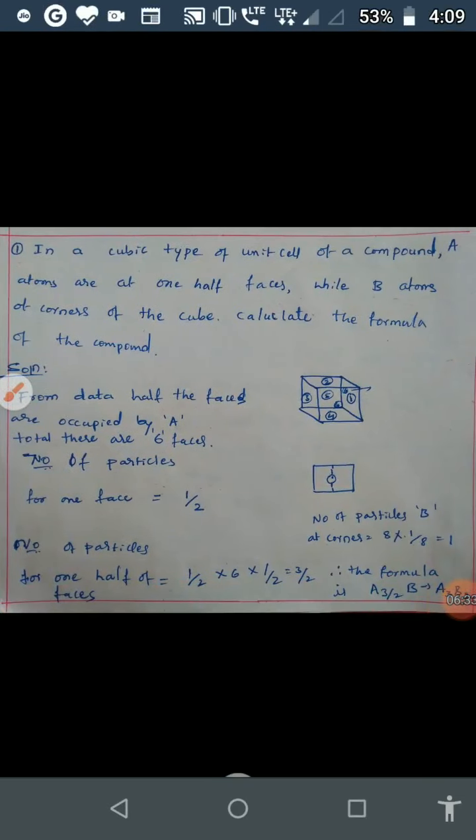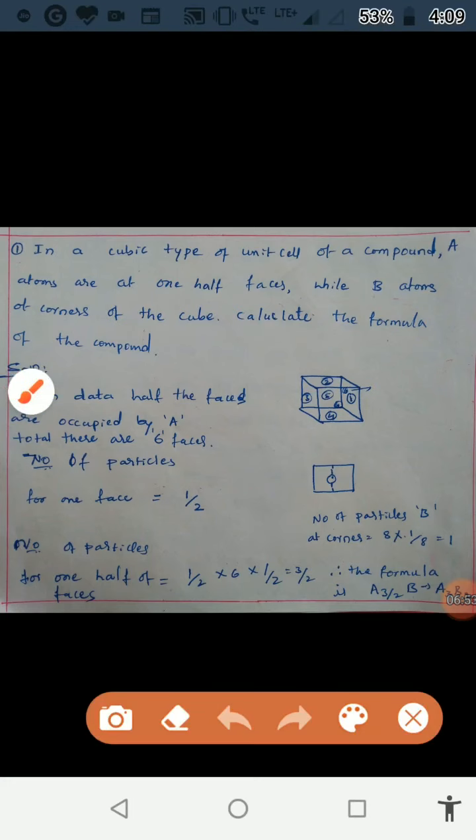Next, in a cubic type of unit cell of a compound, A atoms are at one half of the faces while B atoms are at the corners of the cube. Calculate the formula of the compound.